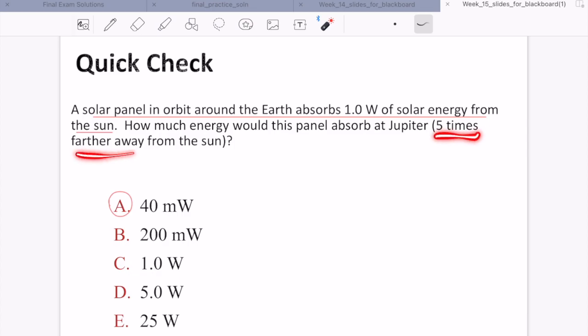So if it's 5 times further away, what does that mean? If you're at a different distance, what does that mean in terms of our intensity, our power, and all of that? What does that indicate?